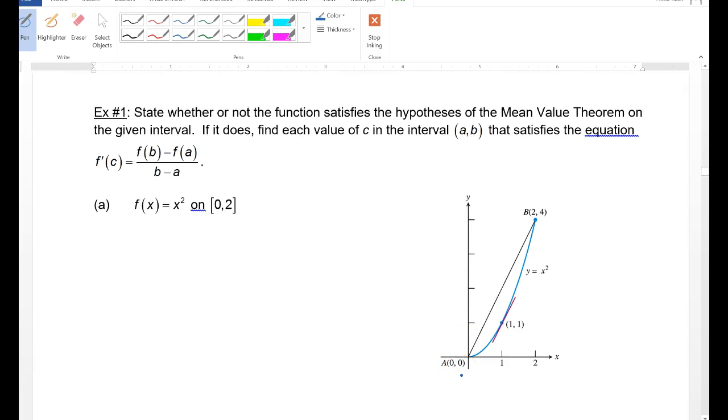So let's take a look. Example 1: state whether the function satisfies the hypothesis of the mean value theorem on the given interval. We're just looking specifically at 0 to 2. Is it continuous? Does it have any corners, cusps, or vertical tangents? No, so first we'll say yes, and we're going to abbreviate just MVT. That's mean value theorem. It's continuous and differentiable. That's how we know.